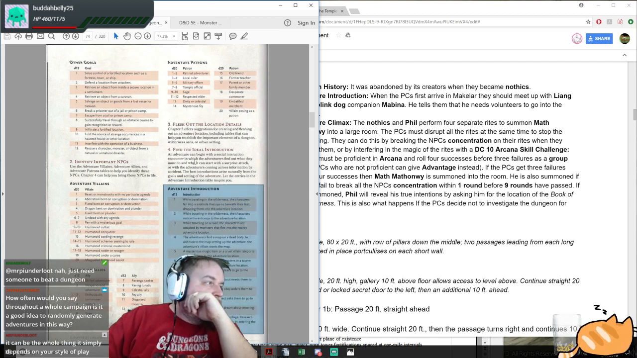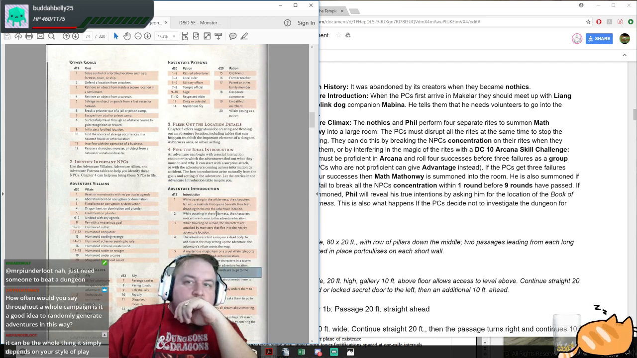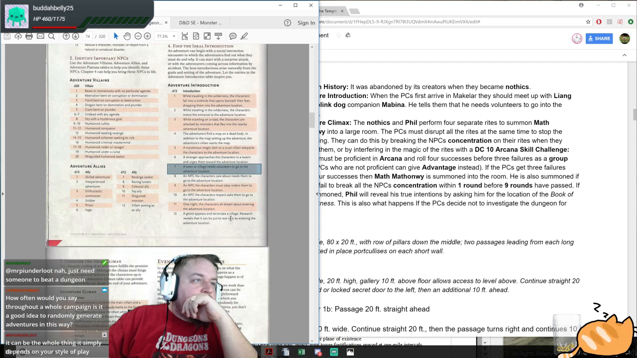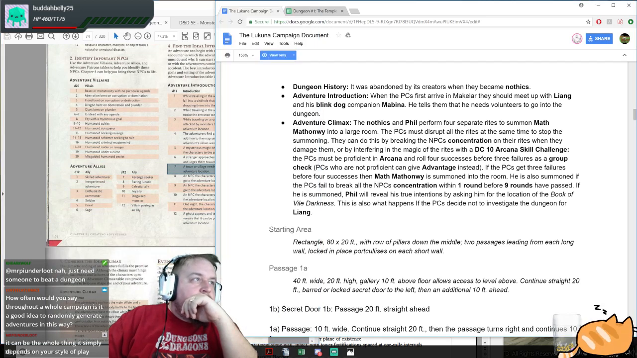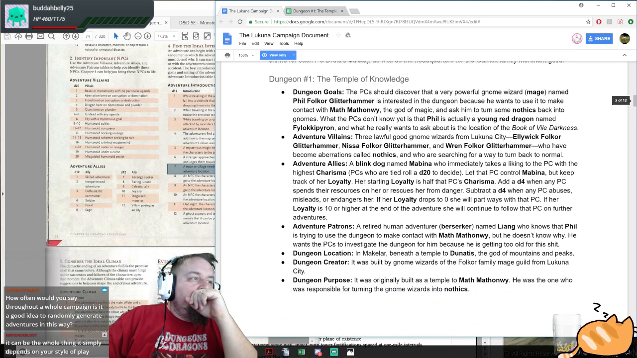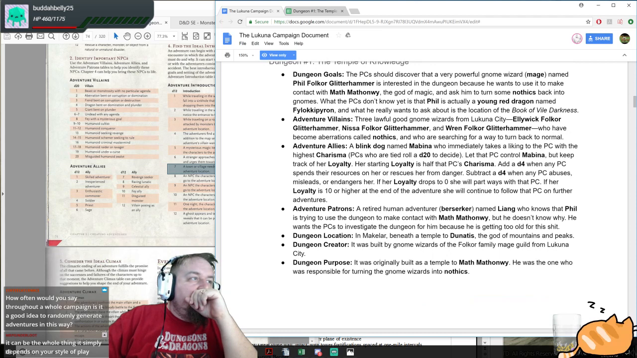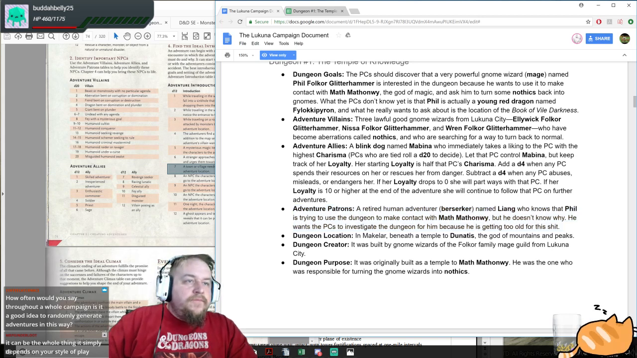Mm-hmm. So in here, I just added that when the PCs first arrive in Makellar, they should meet up with Lang, who is the patron who gives them the quest, and his blink dog companion Mina, who is going to be their ally. So already we've got these things sewn together into the introduction. And of course he tells them that he needs volunteers to go into the dungeon. And what does he specifically tell them? Well, that's under the adventure patron thing. I gave him a little bit more information there.